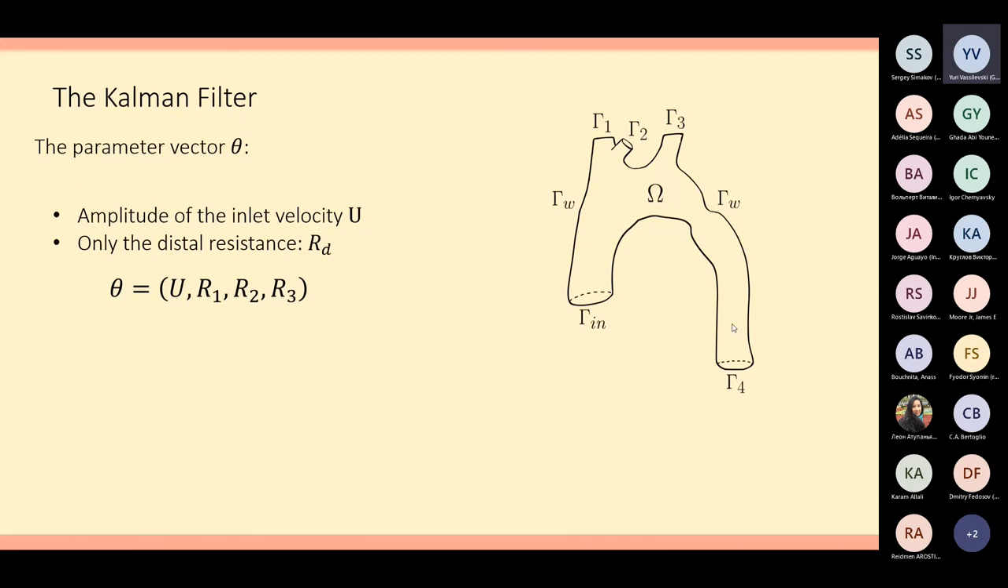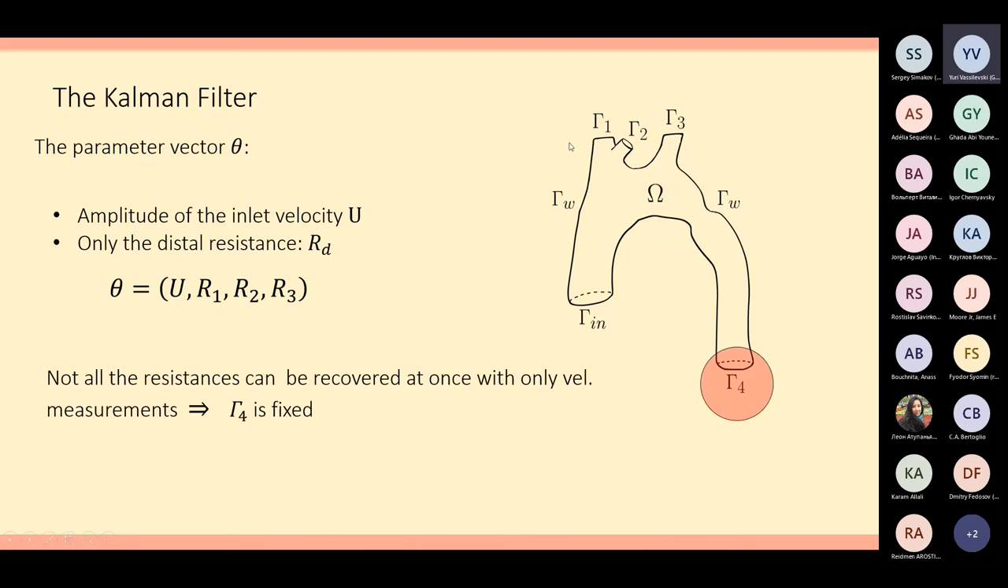So our parameter vector theta, for the experiments that I will show you here, will be the distal resistances of the three supra-aortic branches, gamma 1, gamma 2, and gamma 3. It can be shown that you cannot recover the fourth resistance using only velocity measurements. So we will make this experiment as simple as possible. We will fix gamma 4, and we are only recovering the distal resistances. We are fixing the other two Windkessel parameters, and we are also recovering the inlet amplitude U. So this is our simplest inverse problem that we can figure out with this model.